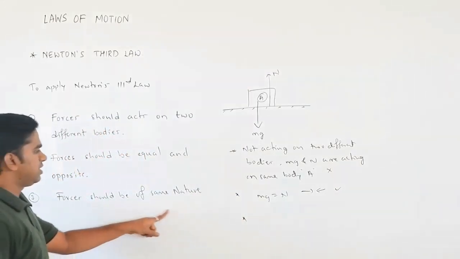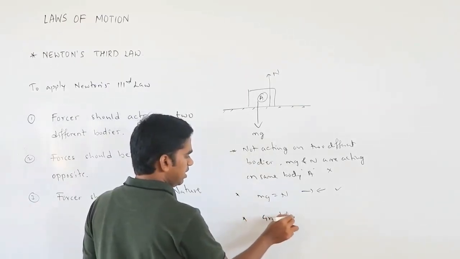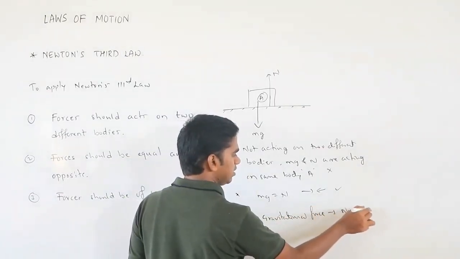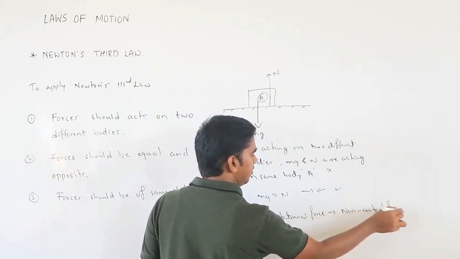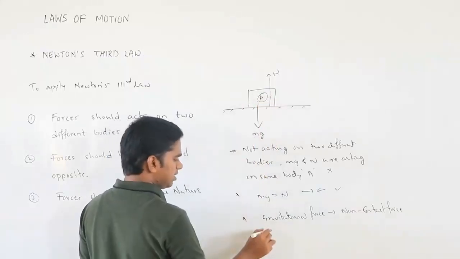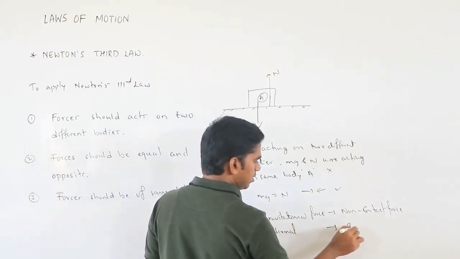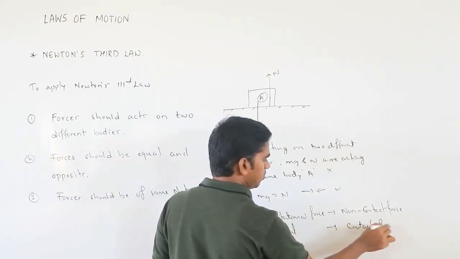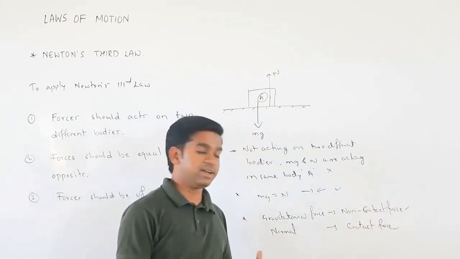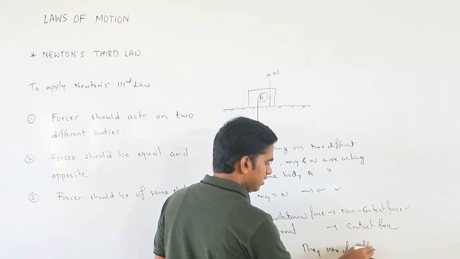Forces should be of the same nature. Gravitational force is what? It is a non-contact force. Gravitational force is a non-contact force. Then what about this normal reaction? Normal reaction will come only when there is a contact. Normal force is a contact force. One is non-contact, another is contact. That means they are not of the same nature. They are of different nature.